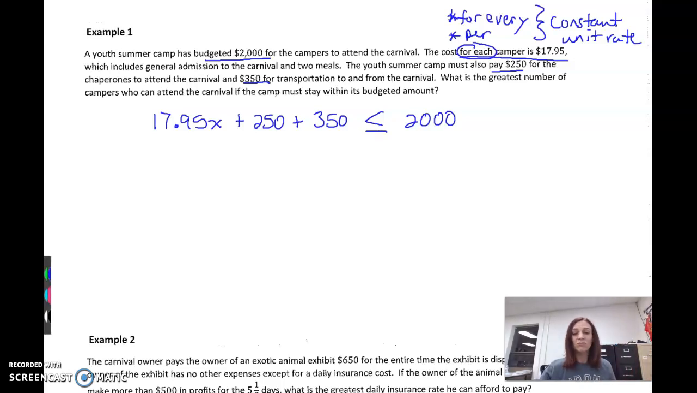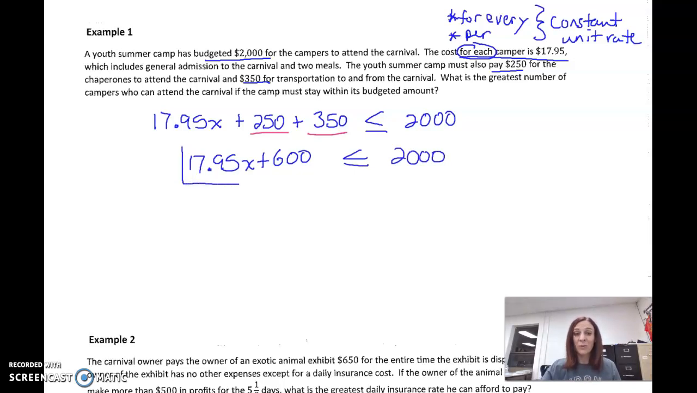All right, so now simplify and solve just like we would an equation. Looking at each side of the inequality symbol, over here I have some like terms. I can add 250 and 350 together, and that's 600. So I end up with 17.95 times x plus 600 is less than or equal to 2,000.